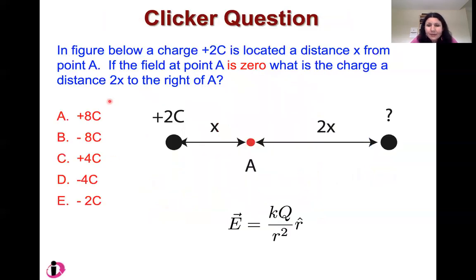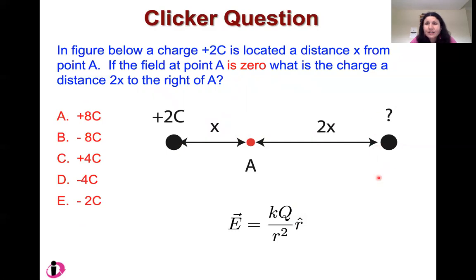All right, let's practice this idea of superposition a little bit with a couple of clicker questions. So here in the figure below, we have a charge. You're given that this is +2 coulombs. And then there's some position in between these two charges. So we have two charges, and this one is unknown. We choose this position A such that the distance to the +2 coulomb charge is x, but the distance to the unknown one is 2x. And what you are given is that the field at A is 0. How is that possible? If the field is 0, what is a possible value for this unknown charge?